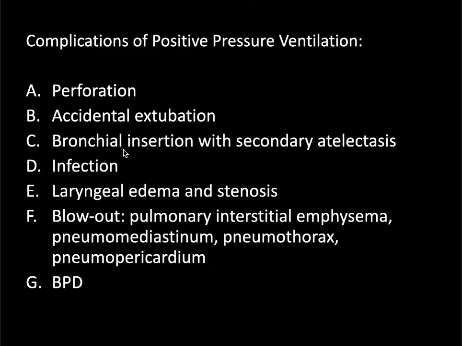If the ETT is placed in one of the mainstem bronchi, you can get secondary atelectasis. You can get infections, laryngeal edema, stenosis, and you can get airway blowout or pulmonary interstitial emphysema, pneumomediastinum, pneumothorax, and pneumopericardium. And another complication of surfactant deficiency disorder is bronchopulmonary dysplasia.